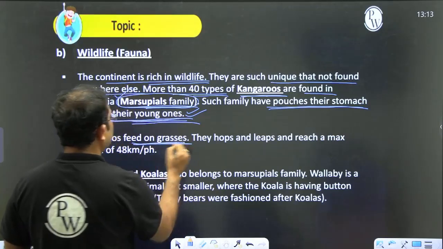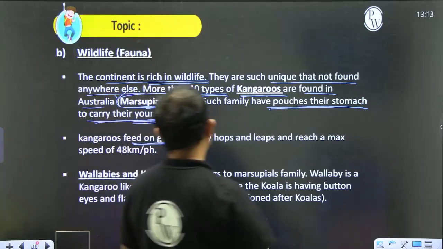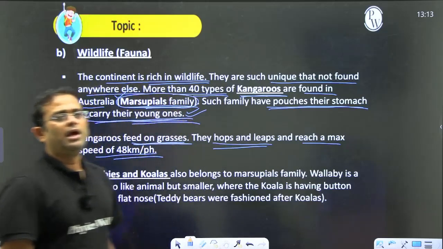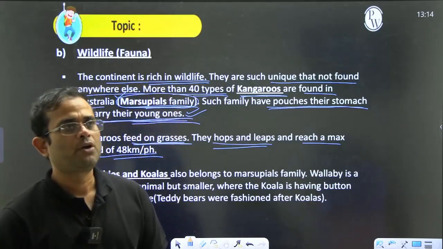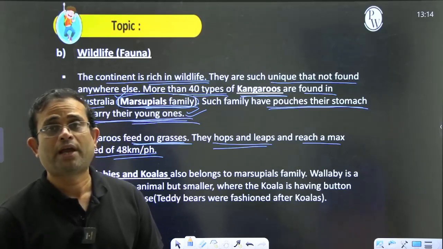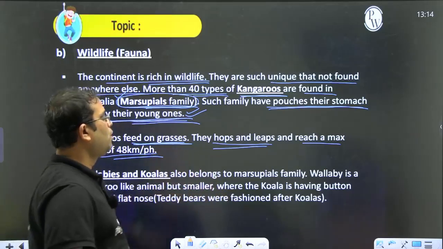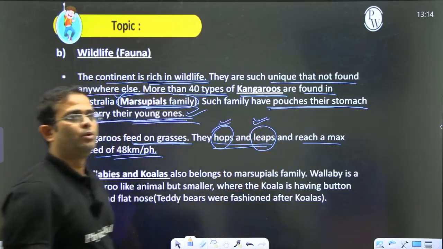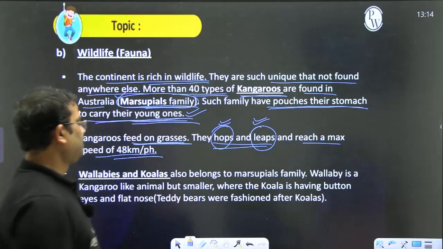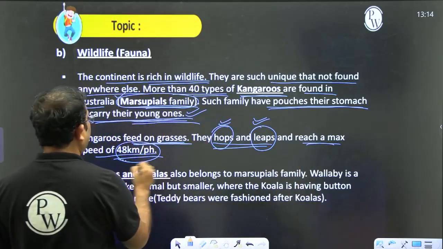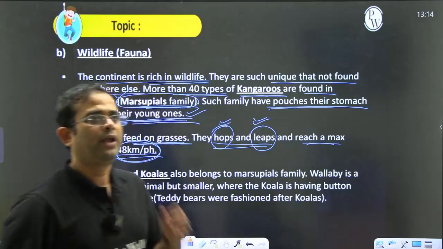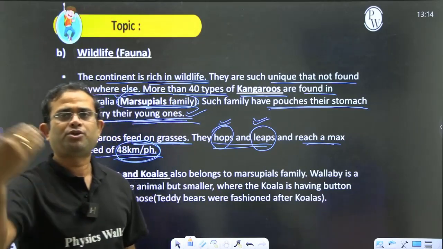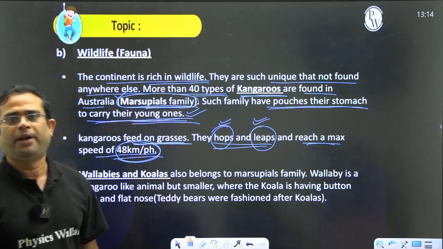Kangaroos feed on grasses. They hop and leap and reach a maximum speed of 48 km/h. A kangaroo can run at 48 km/h at a time. Hopping and leaping means they jump from one place to another, and by such jumping they increase their speed.